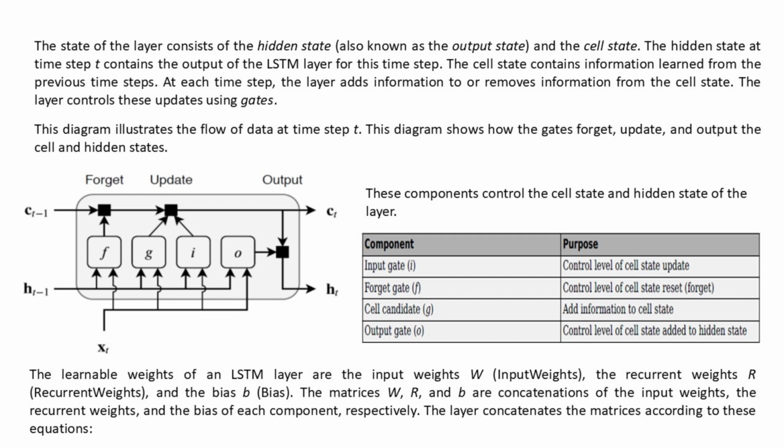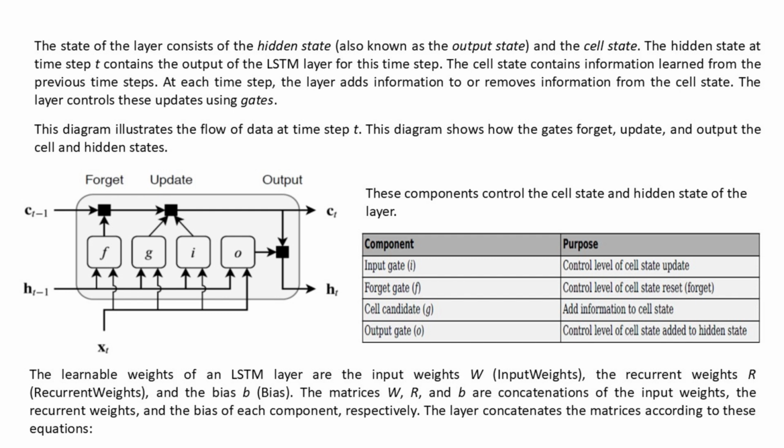This diagram illustrates the flow of data at time step t. This diagram shows how the gates forget, update, and output the cell and hidden states. These components control the cell state and hidden state of the layer. The learnable weights of an LSTM layer are the input weights W, the recurrent weights R, and the bias B.